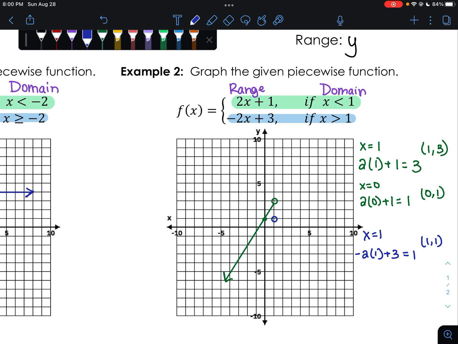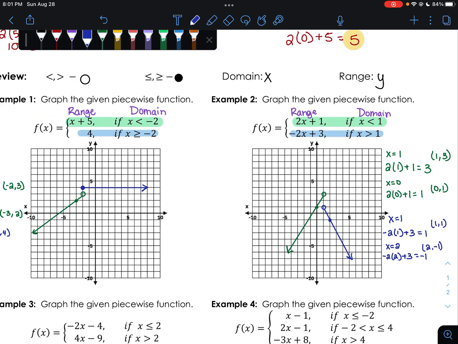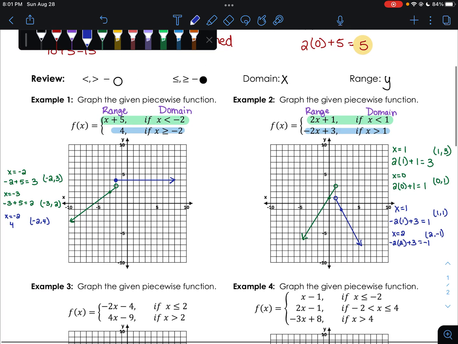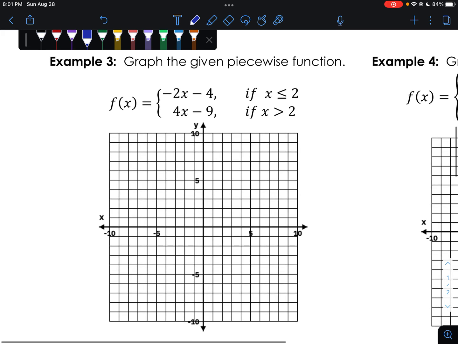Then I need to pick an x value that is greater than 1. It can be any x value greater than 1. I'm just going to go ahead and do 2. So I have negative 2 times 2 plus 3. That would be negative 4 plus 3, which is negative 1. So I get the point 2, negative 1. I go ahead and plot that point, and then I just connect the dots, and I make sure that I put arrows on them. Okay? And that's really all this is to graphing piecewise functions. So if you want to pause the video and try example 3 and then check your answer, do so now.